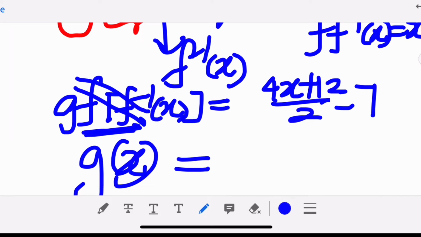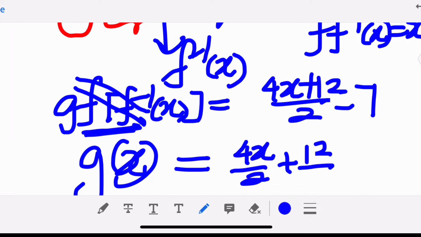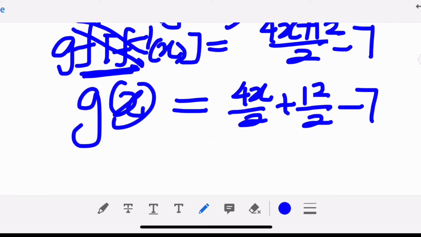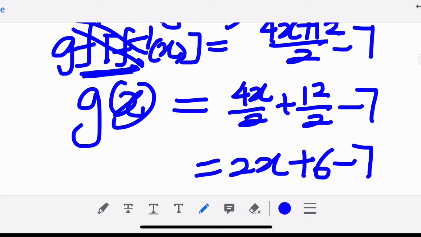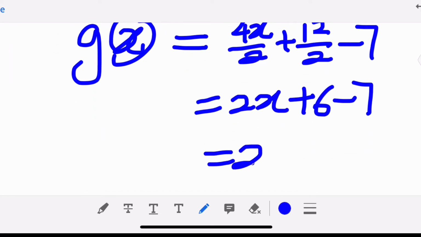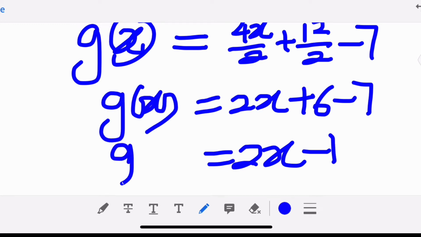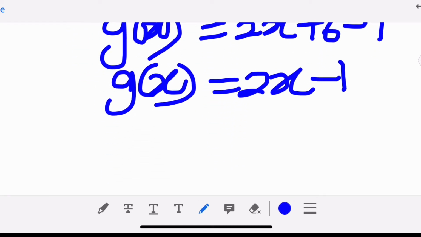And here you can just do 4x divided by 2, plus 12 divided by 2, minus 7. Right? So you get 2x plus 6 minus 7, and your answer will be 2x minus 1. That is the answer for the function g(x). Okay, so let's proceed to part C.